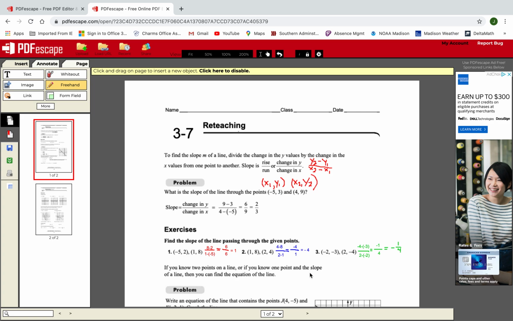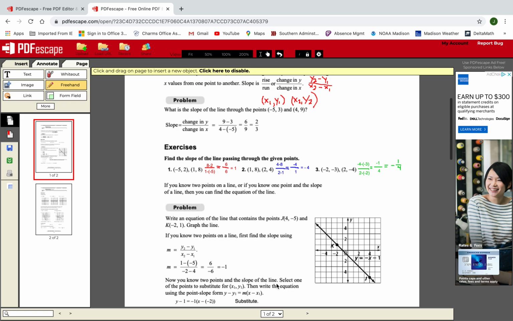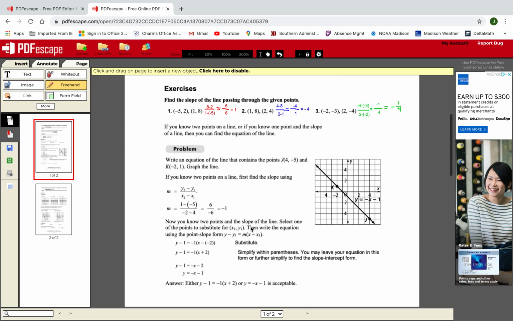Okay? All right, so for the next part, if you know 2 points on a line, or if you know 1 point and the slope of a line, you can find the equation of a line. And they give us a problem here to kind of walk us through that process. Write an equation of a line that contains the points J(4, negative 5) and K(negative 2, 1). And it's just to graph the line.